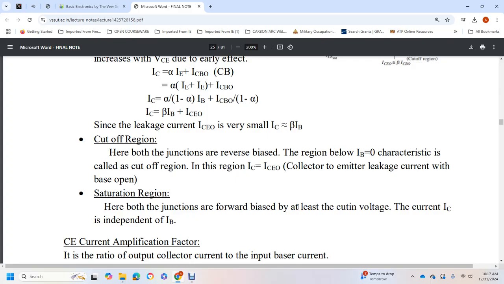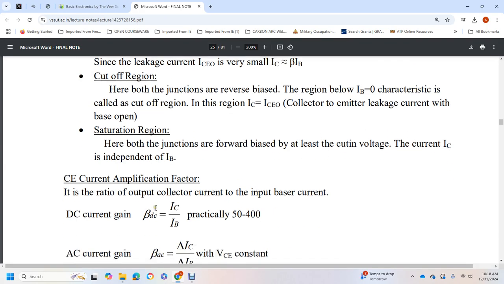with the base open. Saturation region. Here both junctions are forward biased by at least the cut-in voltage, and the collector current is independent of the base current.